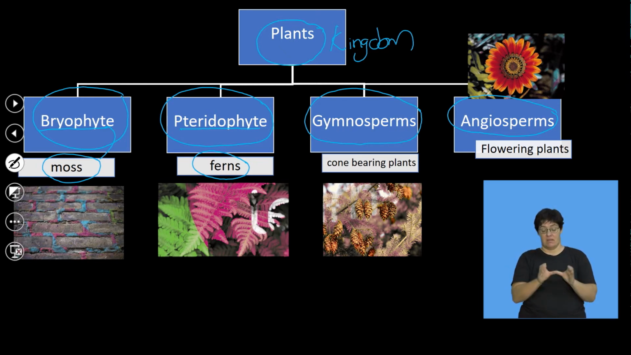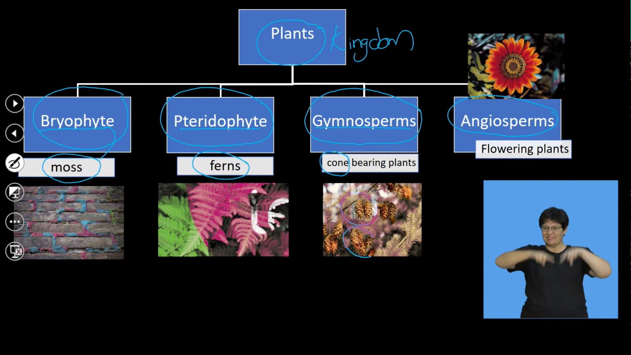Our next group are called Gymnosperms. Gymnosperm basically means naked seed, and we're going to see later why it is called that. This belongs to the group that have cones. Can you see here? There's a few different kinds of plants, and we're going to look specifically at the pine tree.